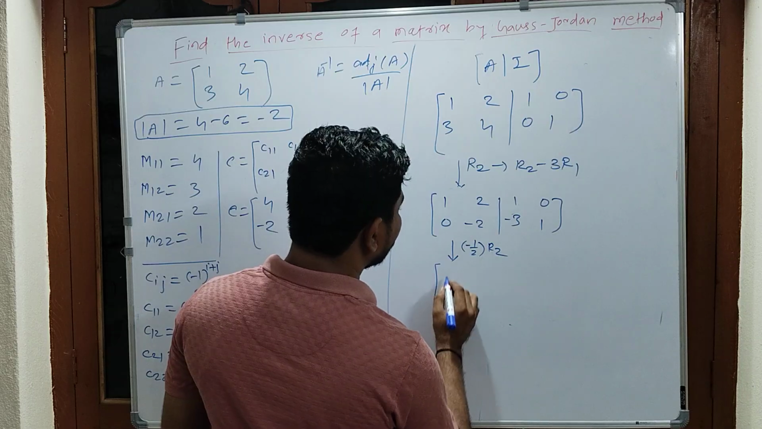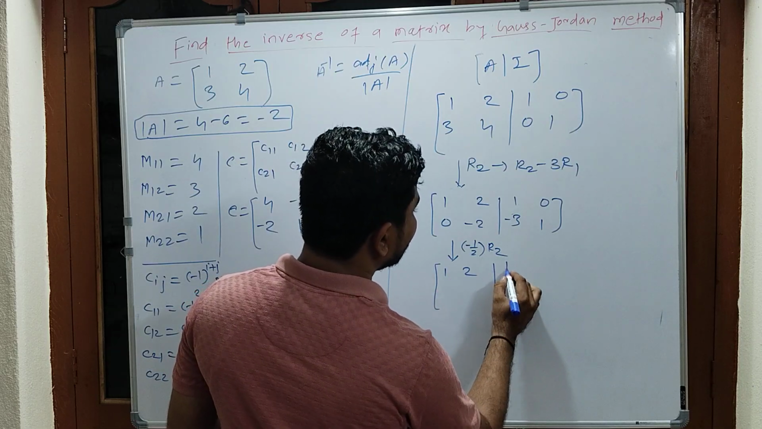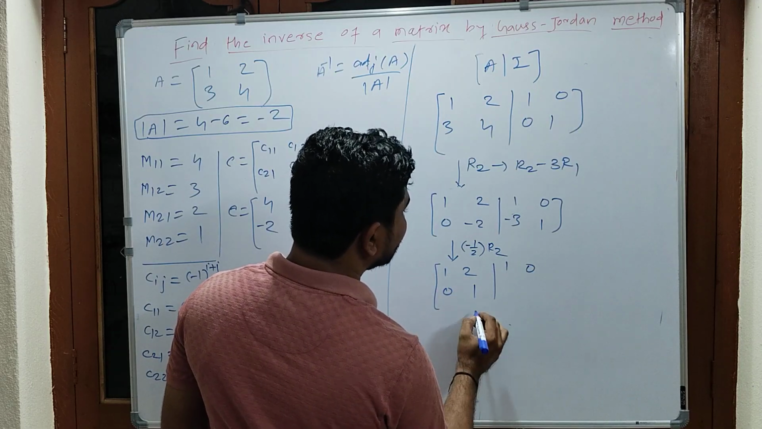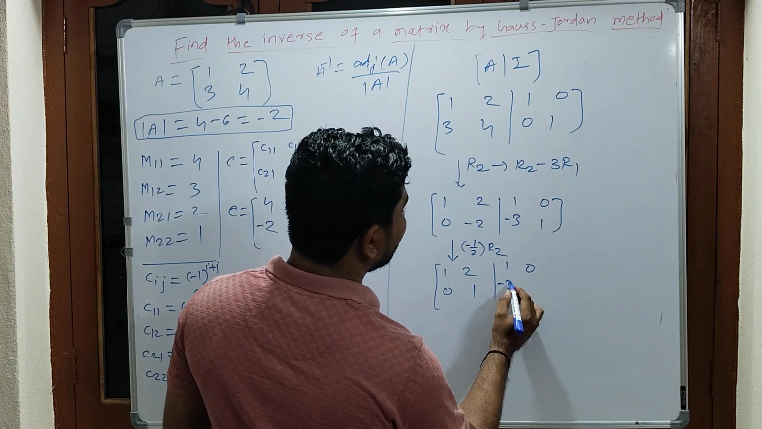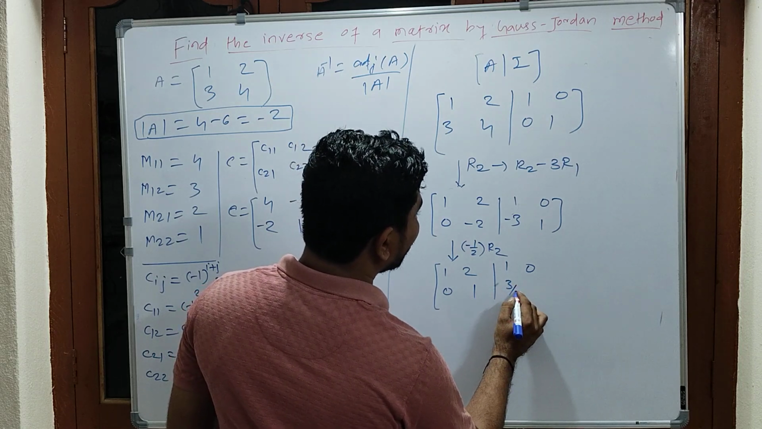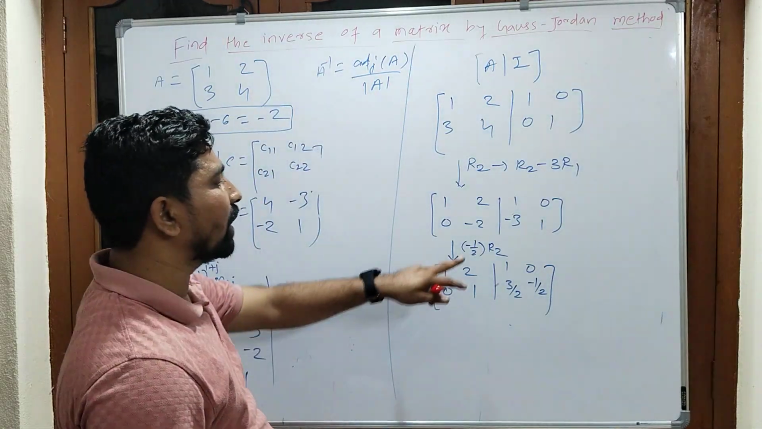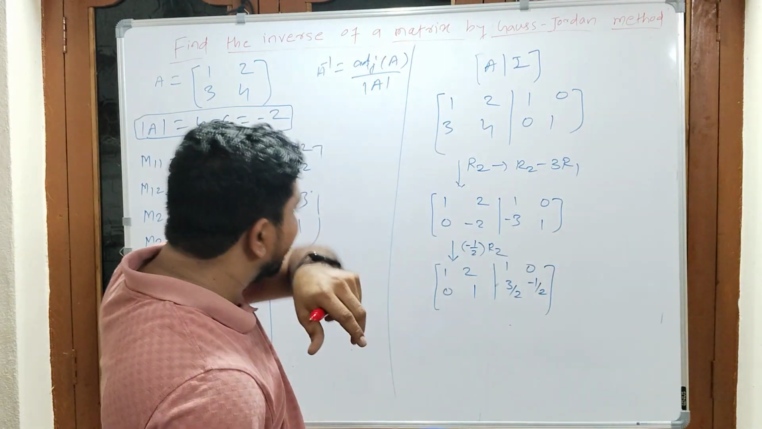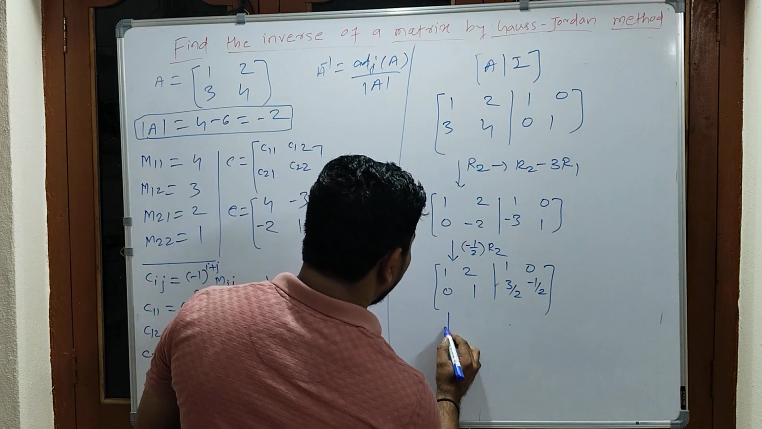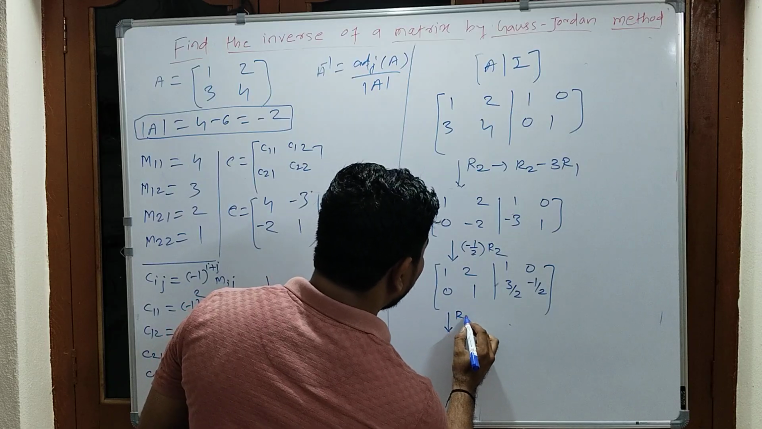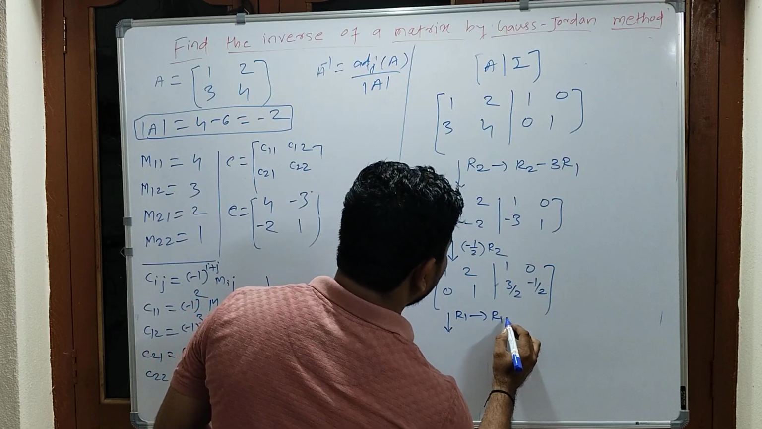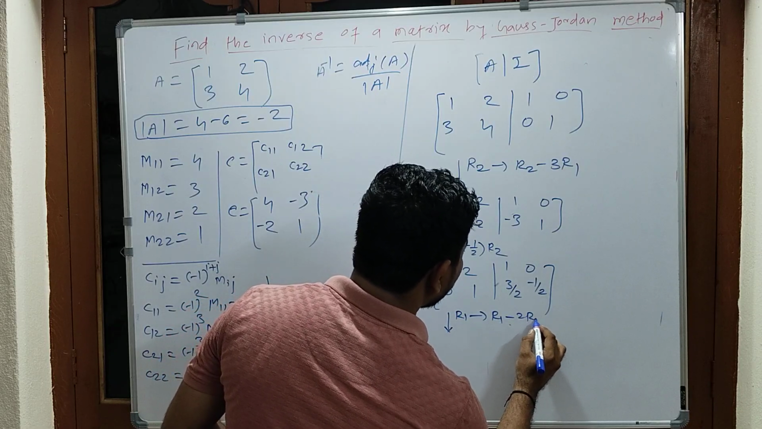Here I am multiplying minus 1 by 2 to row R2. Then I get the matrix as 1, 2 as it is. Here 1, 0, here 0 and this is 1 and this is, sorry, this is 3 by 2 and this is minus 1 by 2. So here I am multiplying minus 1 by 2 to the row R2. Now I want this 2 as 1. Here I am applying the operation R1 changes to R1 minus 2 times R2.